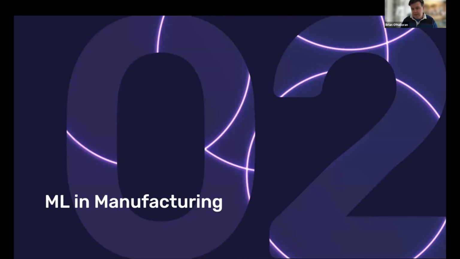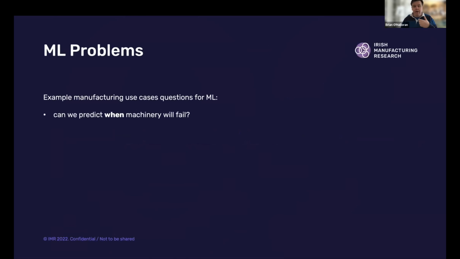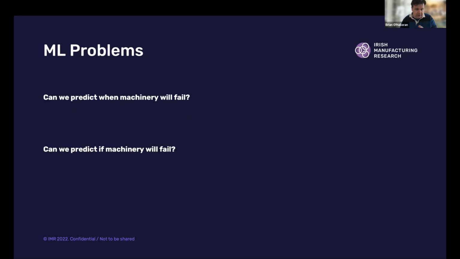Okay, with that in mind, let's have a look at how machine learning can be used in a manufacturing context. There are various different problem types that we can apply these supervised and unsupervised learning problems to. Example use case questions are: can we predict when machinery will fail, or if machinery will actually fail? Based upon the history of the equipment, what other types of hardware should we monitor? And could we detect whether anomalous manufacturing has occurred?